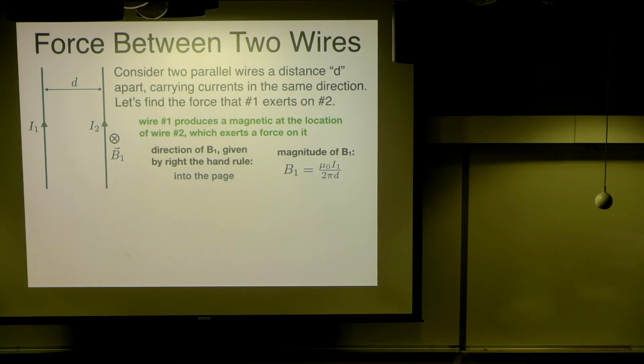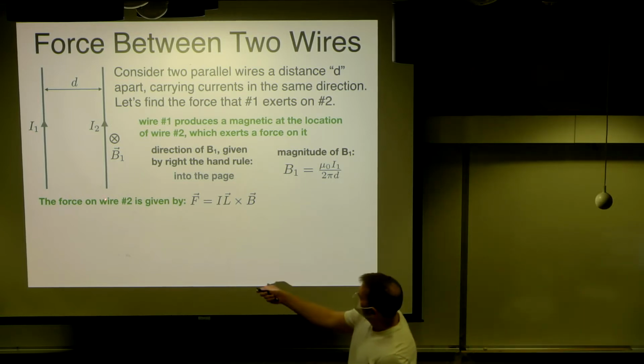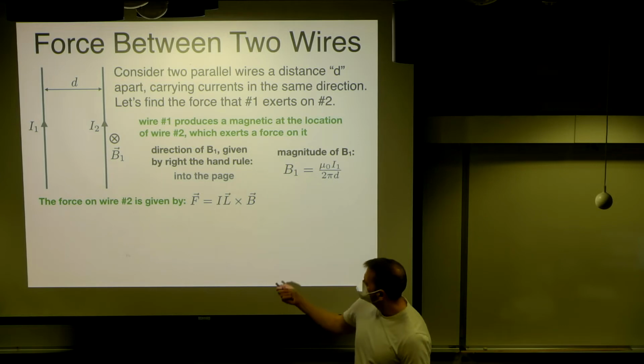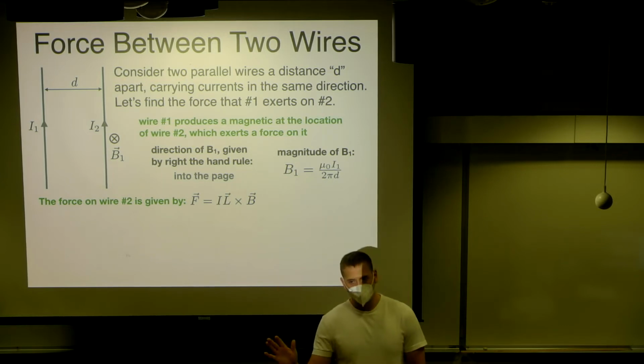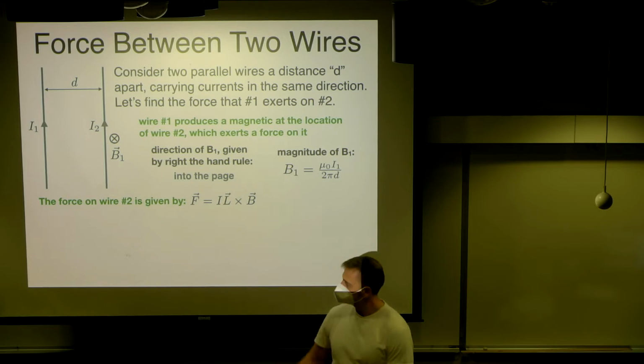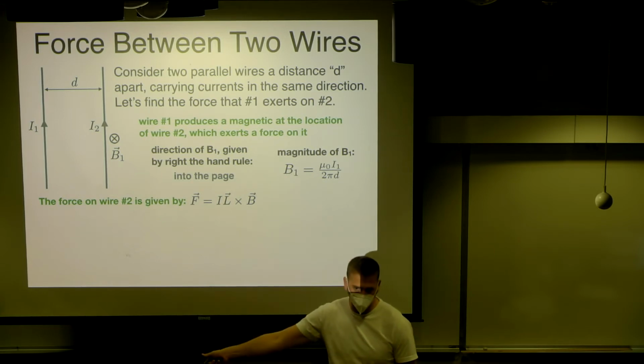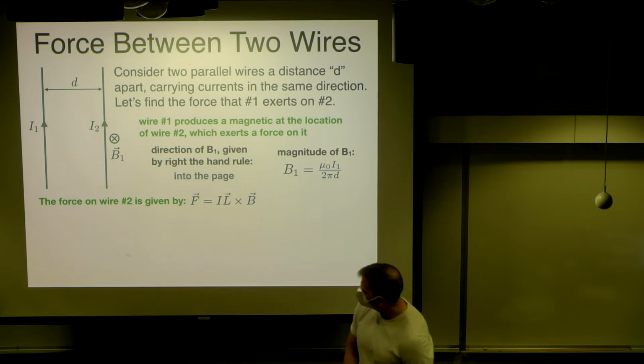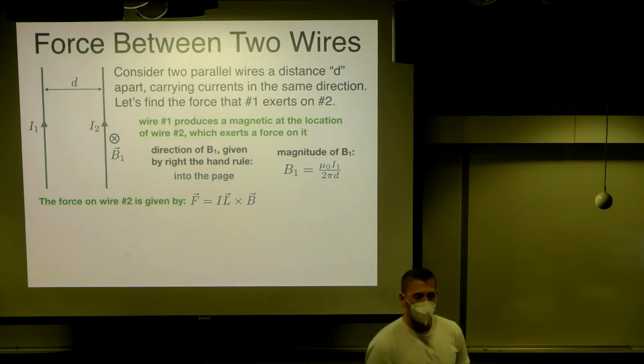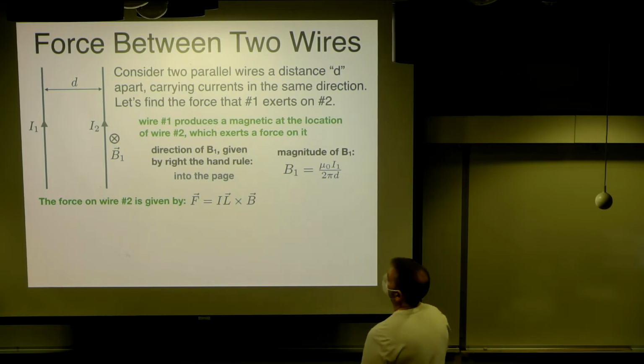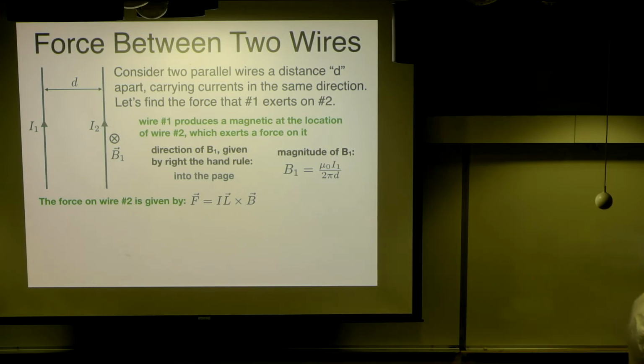All right, so the next step, now that we know what the B field that wire number 2 is immersed in, we can now calculate the force that it's feeling from that B field. So the force on wire number 2 is going to be given by IL cross B. Wire number 2 is inside of the magnetic field produced by wire number 1 in particular. And we know already from the previous chapter how to calculate the force, okay? And that's what we're going to do. It's going to be given by IL cross B. So how about we start with the direction, okay?